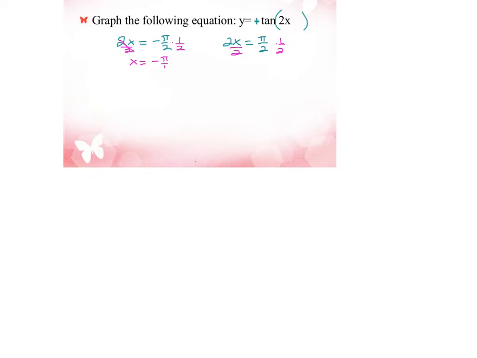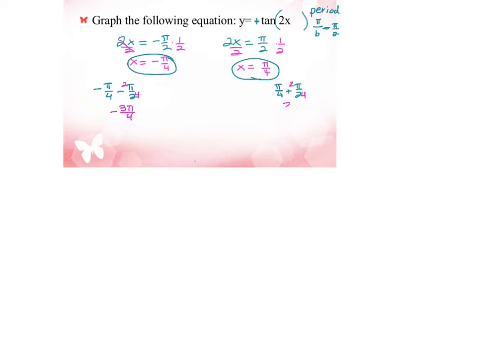And I get x equals negative pi over 4 and positive pi over 4. These are going to be my middle 2 asymptotes. To find the next ones, I need the period. So if the sine and cosine period is 2 pi over b, what did we say tangent was? Just pi over b. So pi over b is pi over 2. From the one on the left, I'm going to subtract it. From the one on the right, I'm going to add it. So this becomes negative 3 pi over 4, and this becomes positive 3 pi over 4.